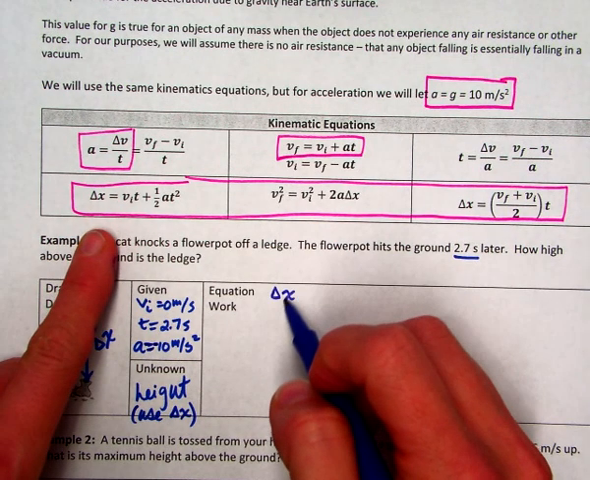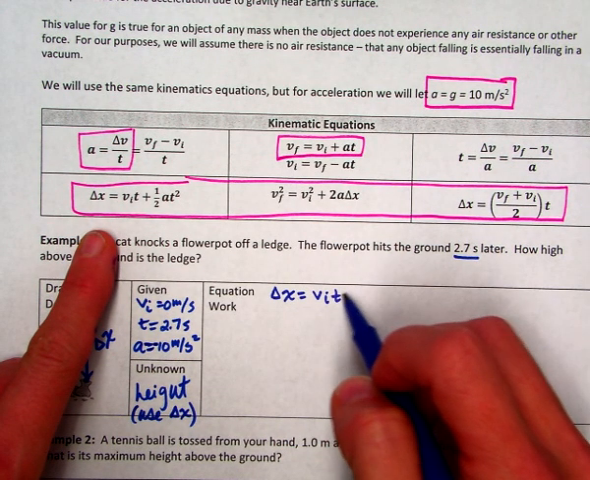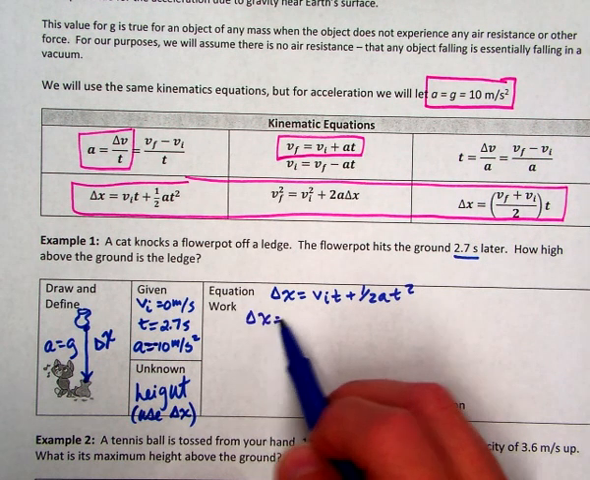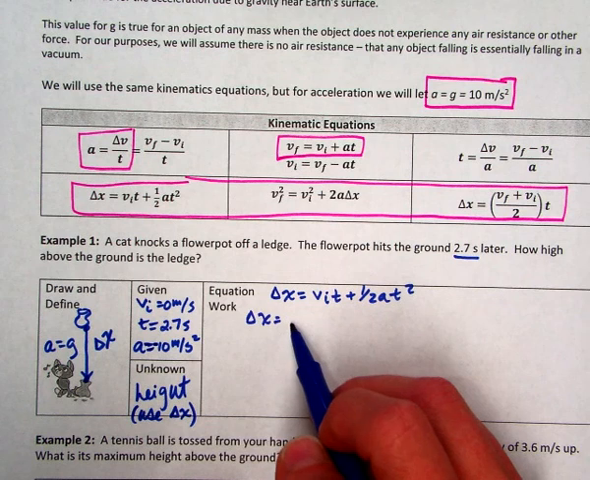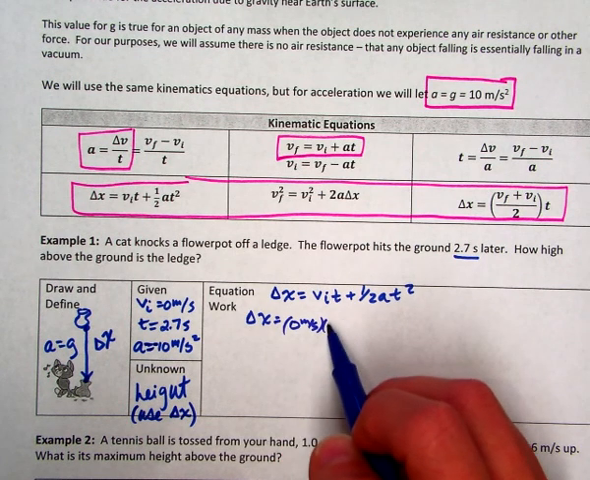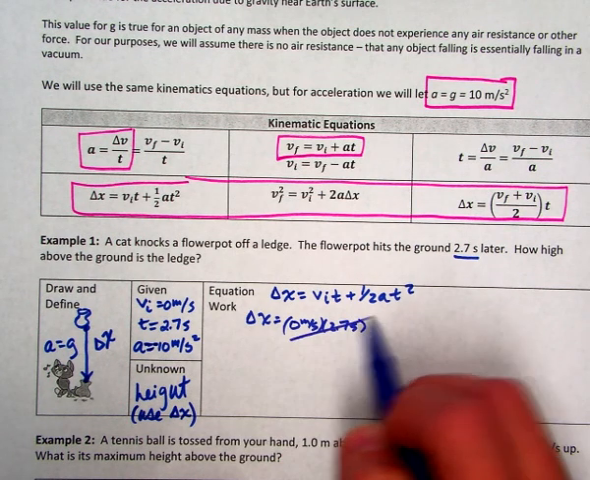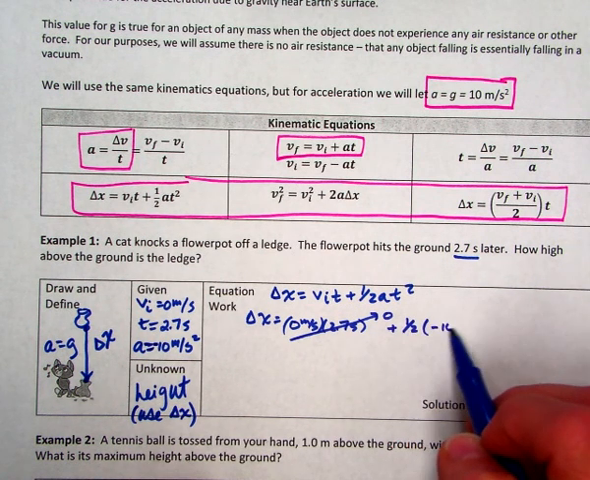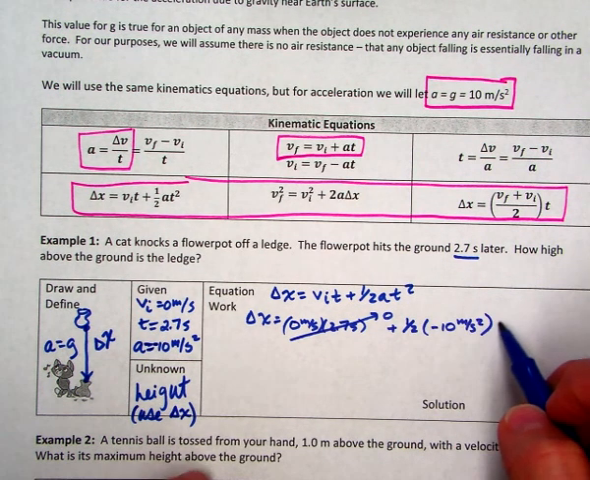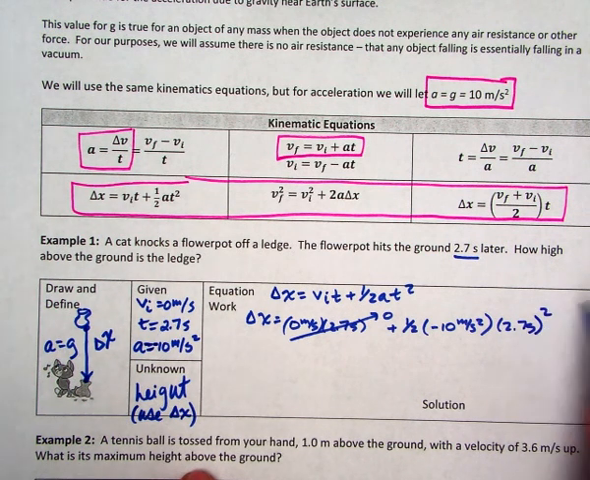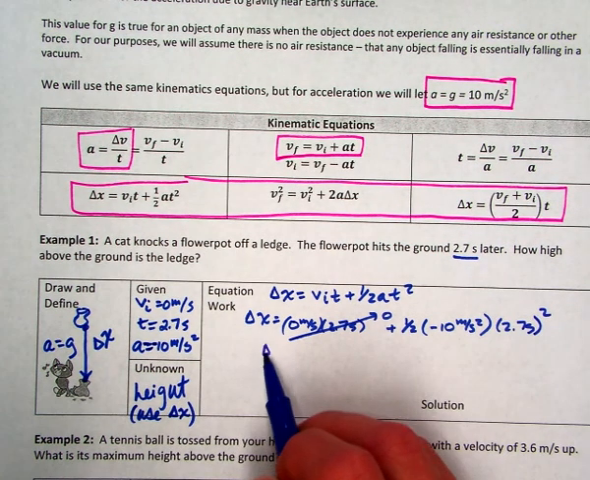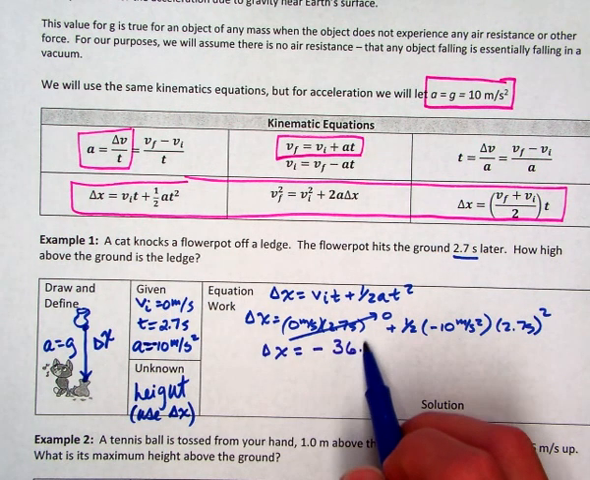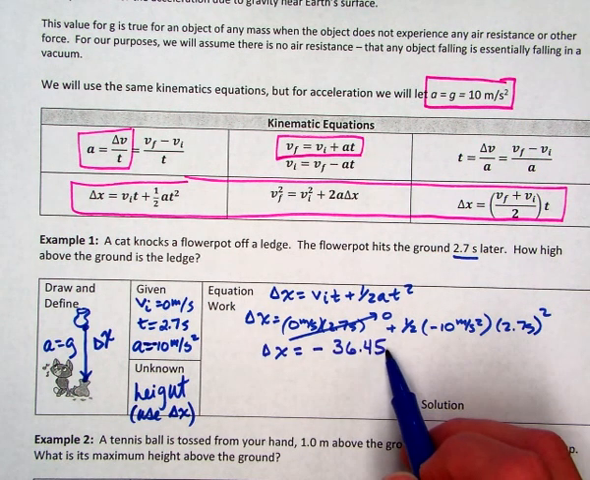So I have delta x equals V initial t plus 1/2 a t squared. So delta x equals 0 meters per second times time. What's going to happen to this part? It's going to be 0. And then plus 1/2 negative 10 meters per second squared times 2.7 seconds quantity squared. So you plug this into your calculator, you guys, and for our delta x, we're going to get negative 36.45. What are the units?